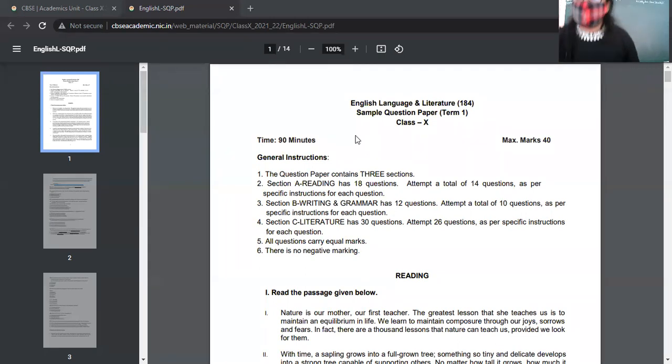You can see the screen I have shared. This is the latest sample paper shared by CBSE. So we will be discussing the format, and I'll be writing on the board for you and the children sitting at home, online children, beta, you can see in front of you. Now, section A, reading. That day I discussed, fine. But this paper was not discussed that day.